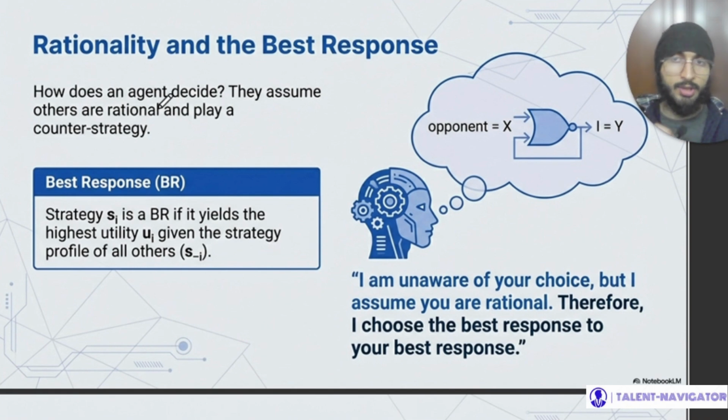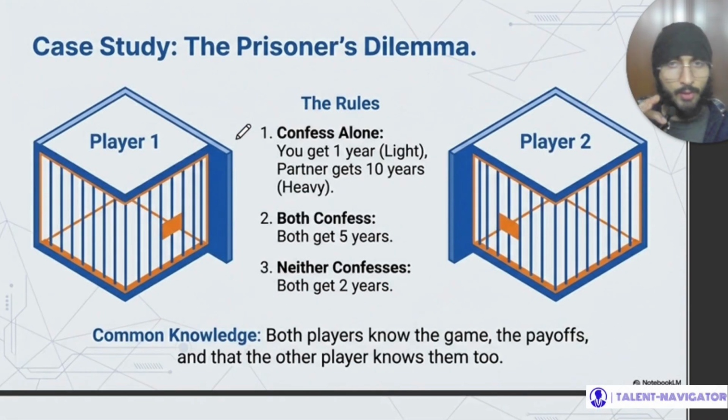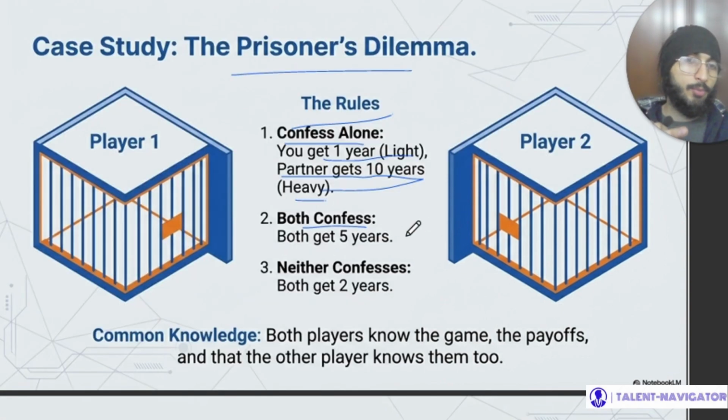Now, rationality and best response. How does an agent decide? They assume others are rational and play a counter strategy. What is the best response? A strategy S_i is a best response if it yields the highest utility U_i given the strategy profile of all the others. Now, the case study is the prisoner's dilemma, which we have already covered in the previous video. The rules: if you confess alone, you get 1 year, a light sentence, and your partner in crime gets 10 years, a heavy sentence. If both confess, both get 5 years, and if neither confesses, both get 2 years.